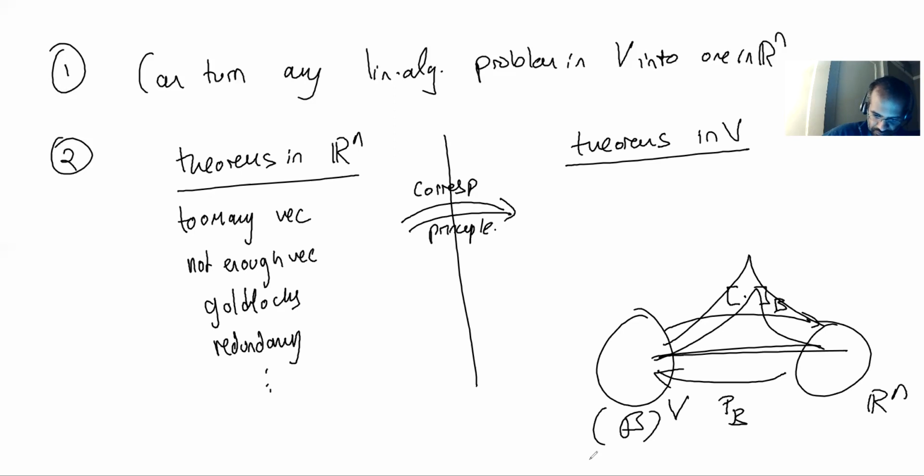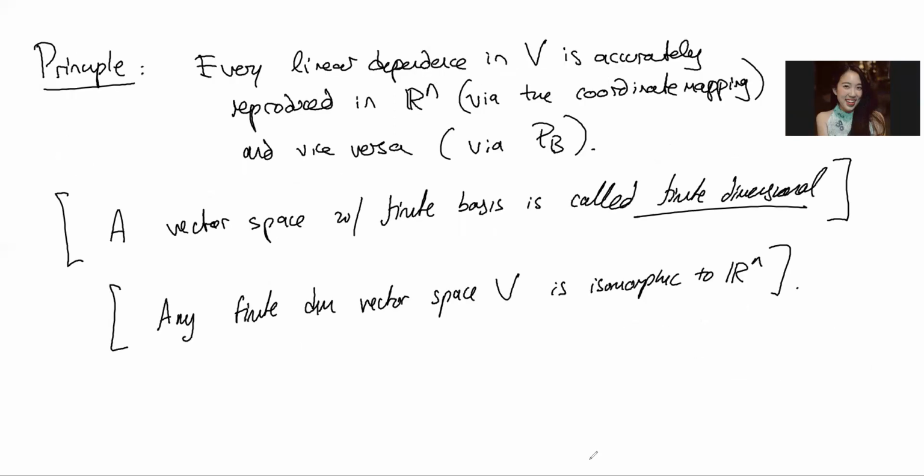Can you go back to the previous slides? Yeah. What is the word before basis? Like a vector space with finite basis. Okay. So that just means it's not infinite. Thank you.